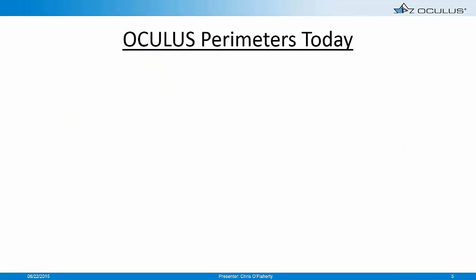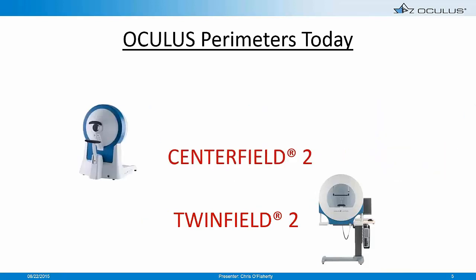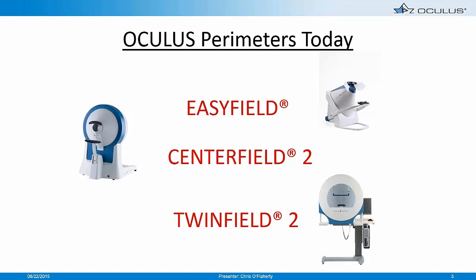And in the United States, we have 3 visual fields that are available. We have the full field, full 90-degree perimeter, the Oculus Twin Field 2. We have the 70-degree perimeter, the Center Field 2. And then we have the topic for this evening, the Easyfield, which is a 30-degree static perimeter.